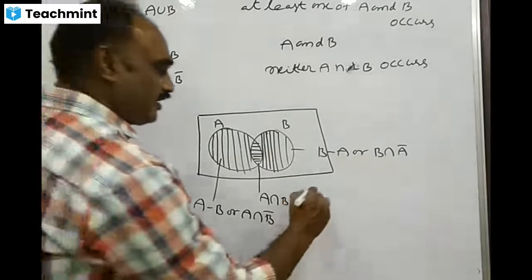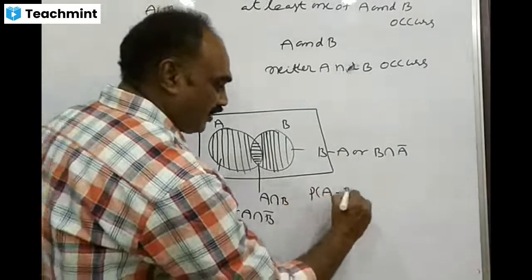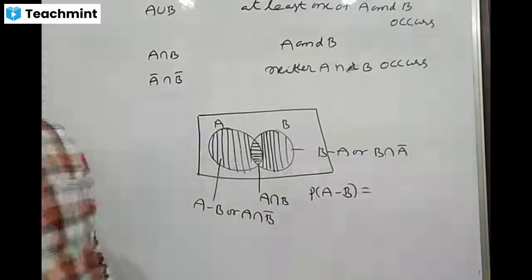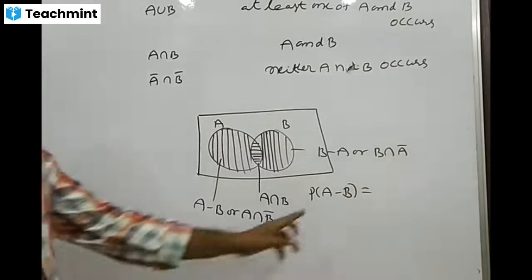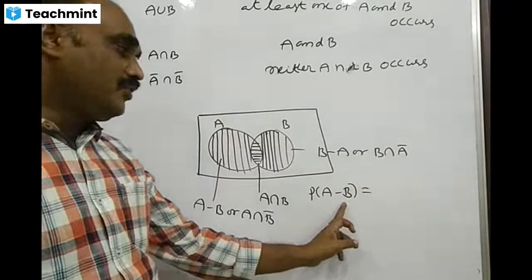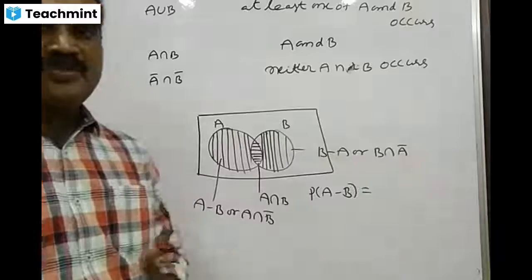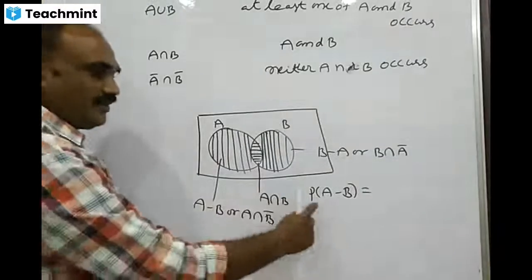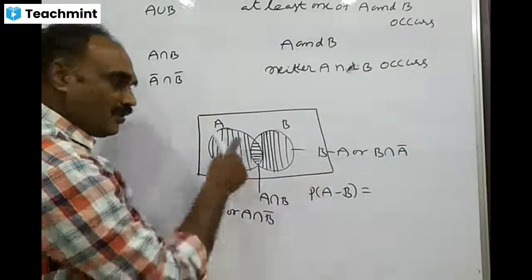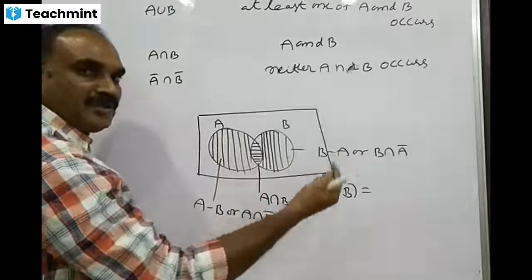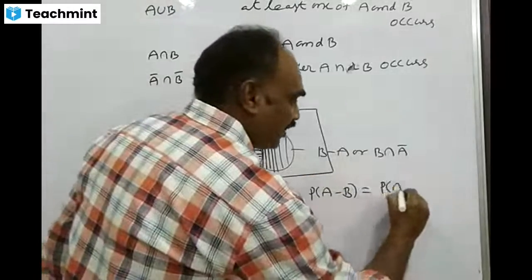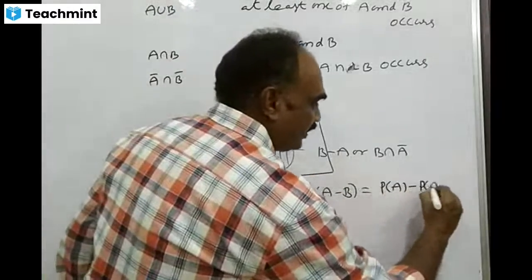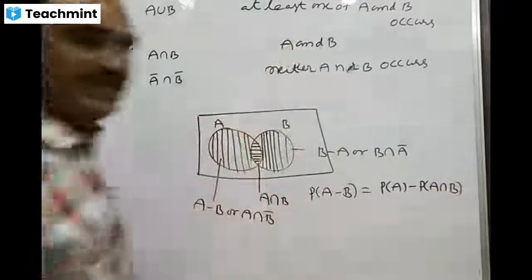Friends, the formula for probability of A minus B: from A, we have to remove A intersection B. So P of A minus B is equal to P of A minus P of A intersection B. Have you understood or not?